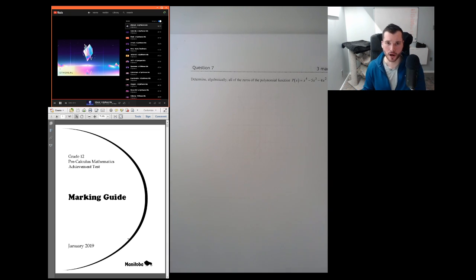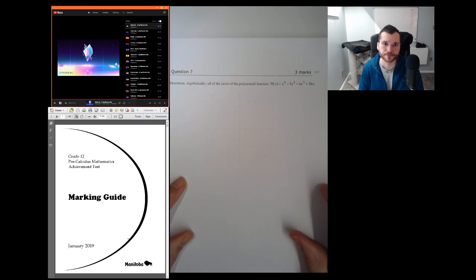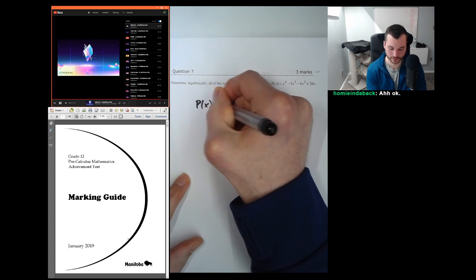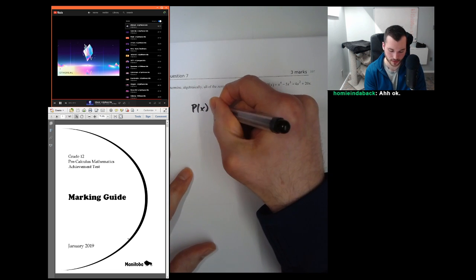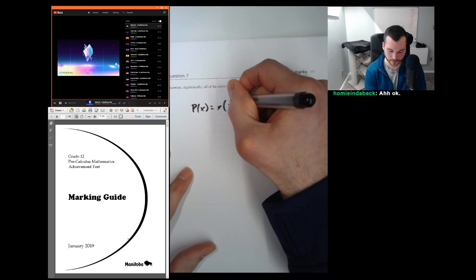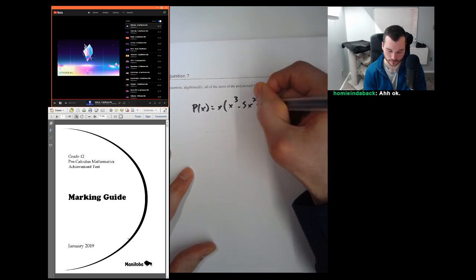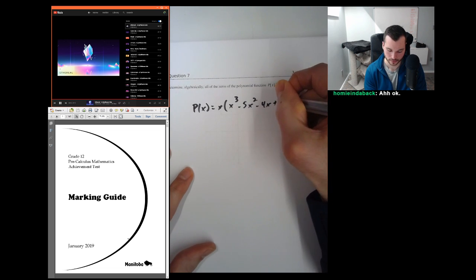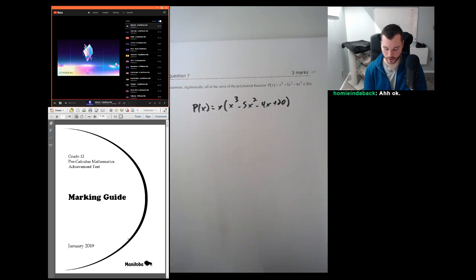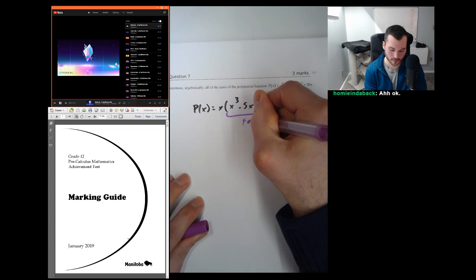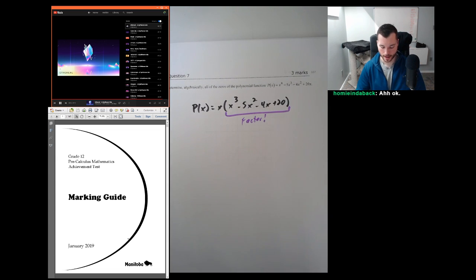Okay, a lot of us are going to miss something here. There is something that is very easy to take out, and that is an x. So we're going to say that p of x is equal to x, and we're going to open that bracket right away, and we are going to factor out a value of x. And really, the question now becomes, factor this thing. We're going to factor that now.